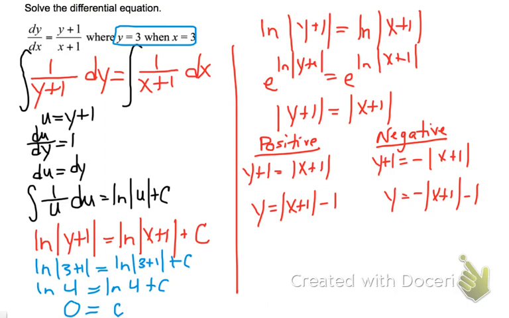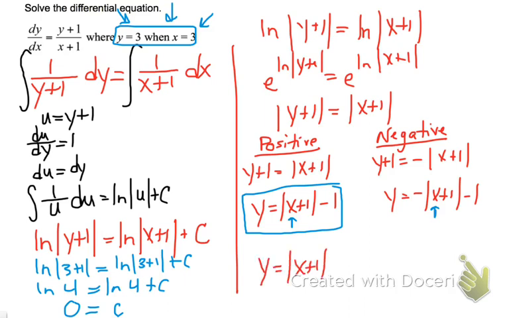Now we have to keep in mind our initial conditions, and that was that y is equal to 3 when x equals 3. So if we were to plug 3 in here for x, one of those solutions, the positive or the negative case, is going to get us a y value of 3. And knowing that the y is positive, it's going to be this one. This is going to be our one solution. So the solution to our original differential equation is y equals the absolute value of x plus 1 minus 1. That's the one solution, not this one. That doesn't include our initial condition.